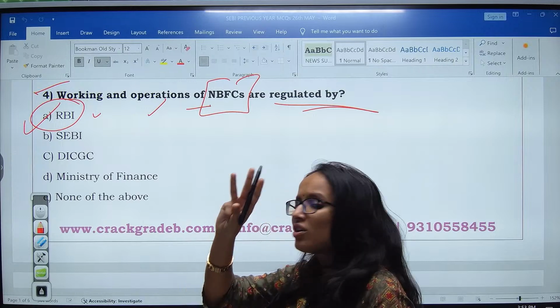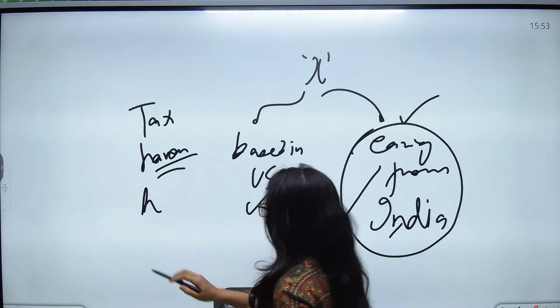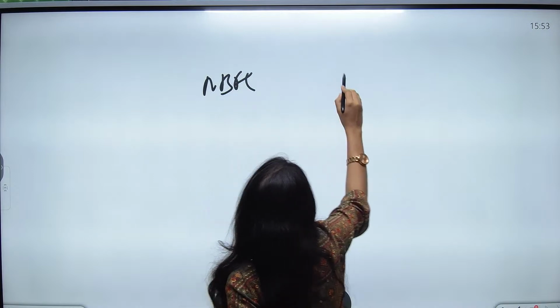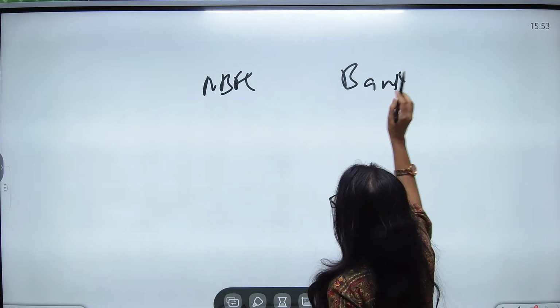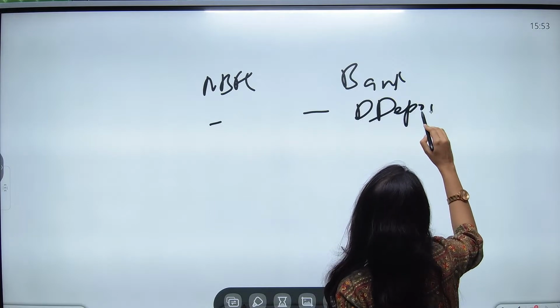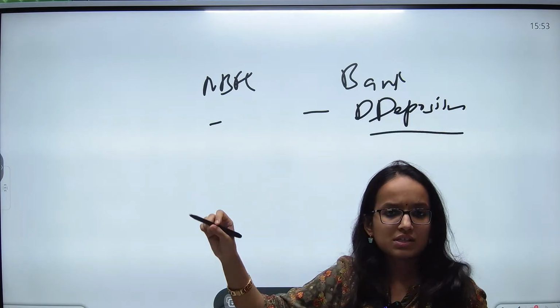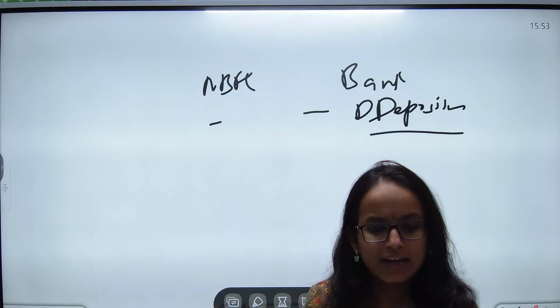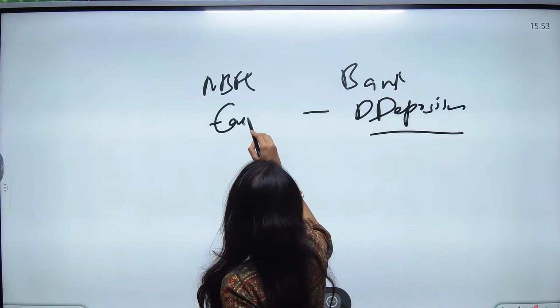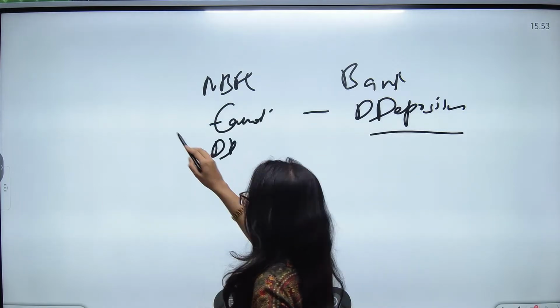Why not a bank? Broadly 3 differences. Let me tell you. Broadly 3 differences are there between NBFC and bank. What? Bank can accept demand deposits. Okay, demand deposits, your saving account and all these things, the money which you can withdraw on demand anytime. So there is no lock-in period. But NBFCs cannot accept demand deposits. First thing.